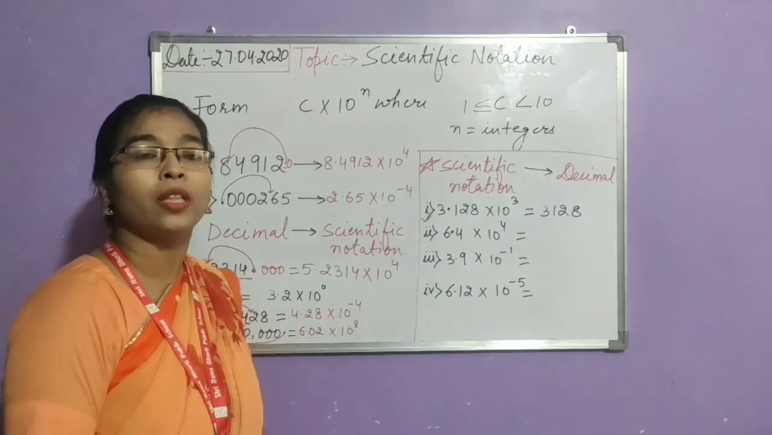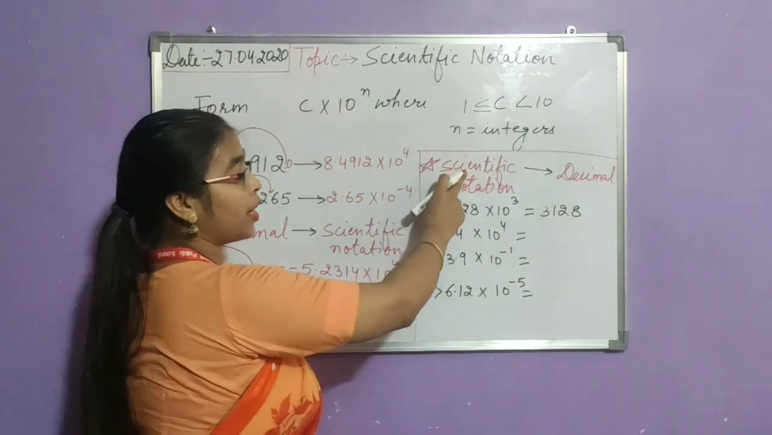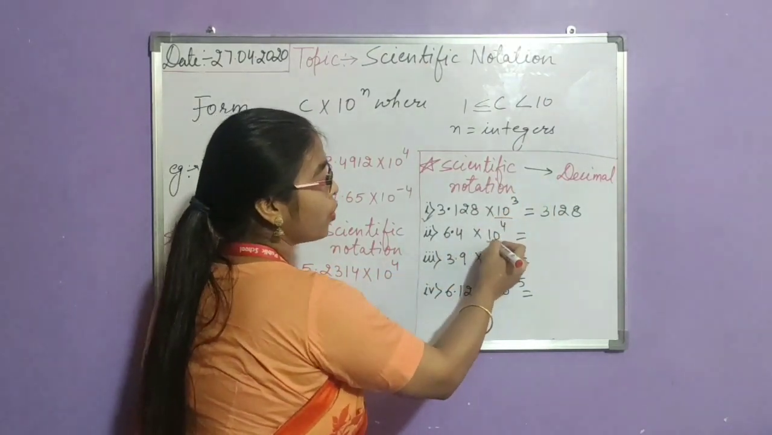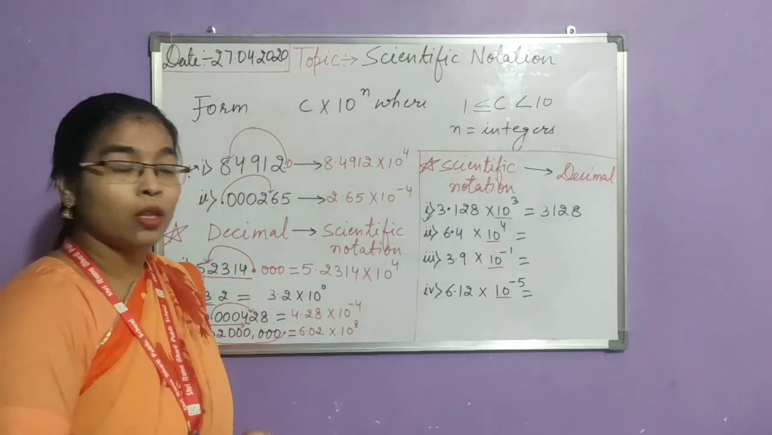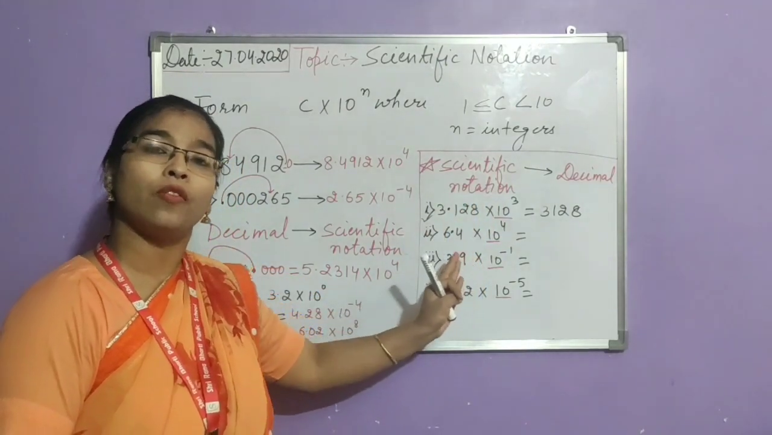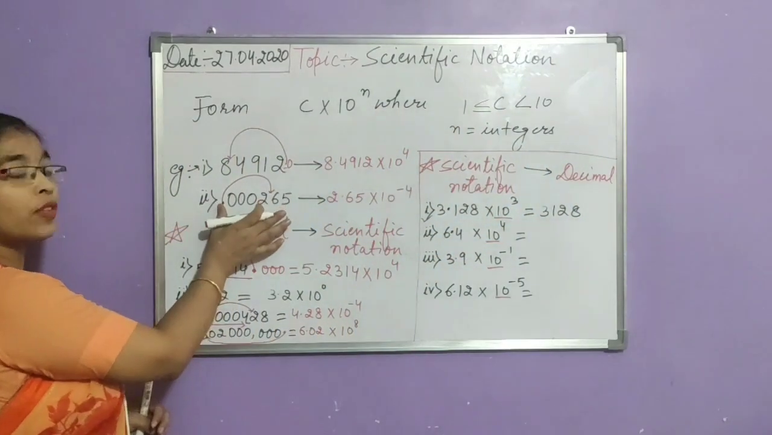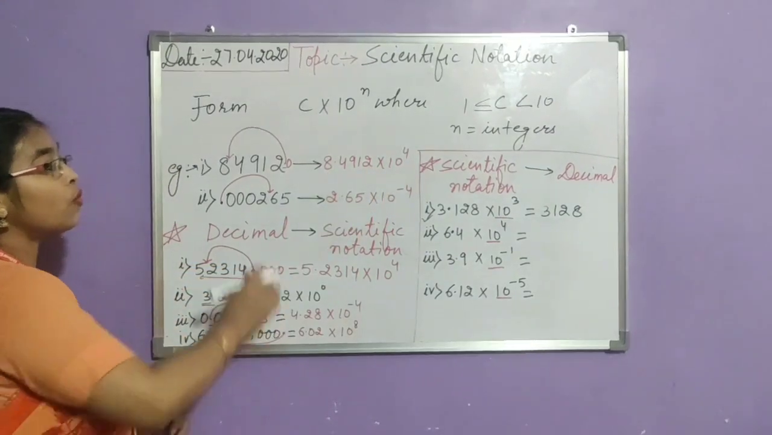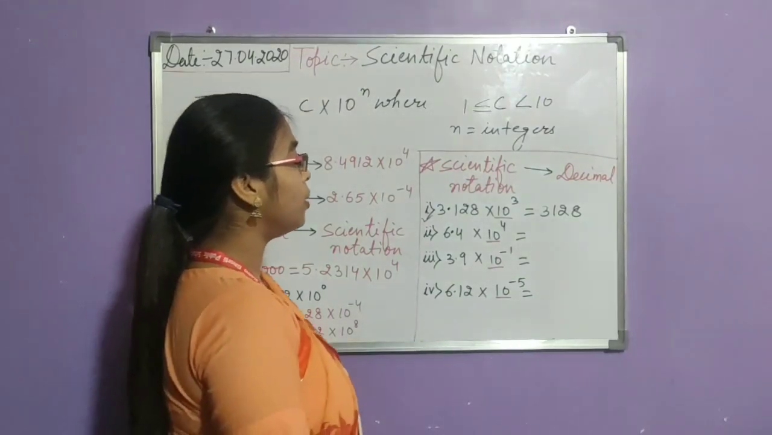This is the last topic that we have to discuss: converting scientific notation into decimal. We have to remove this 10 raised to the power, whatever it is. After removing it, the number will be converted into decimal form. You can see here, this one is an example of decimal form, and this we had written in scientific notation. So we have to write down the number in this form. Okay, so let's get started.